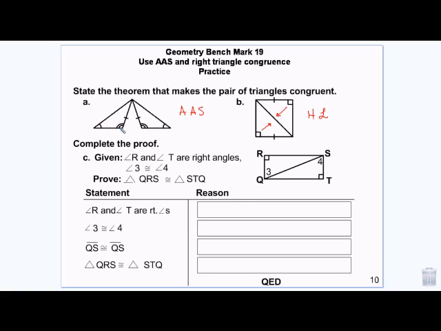All right, here we had angle, angle, side. See, angle, angle, side. This line is the hypotenuse to both of these triangles, and I have a leg, so that's hypotenuse, leg.